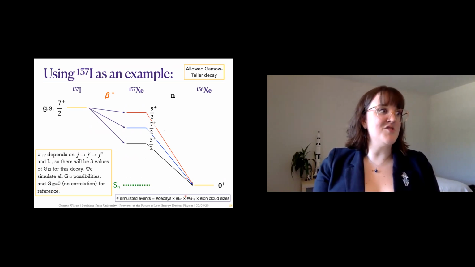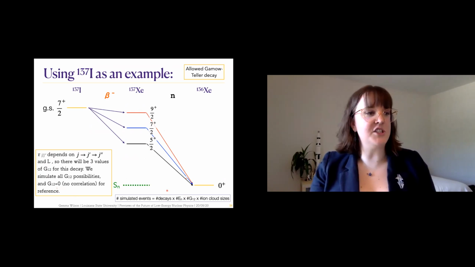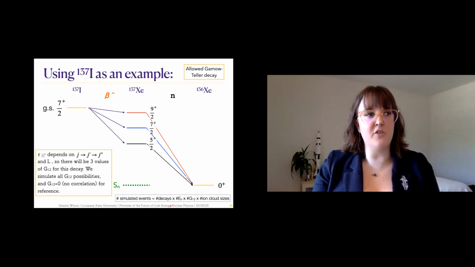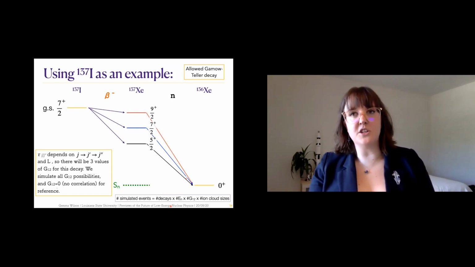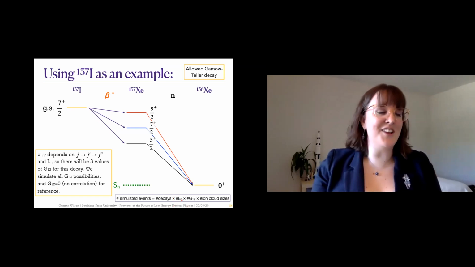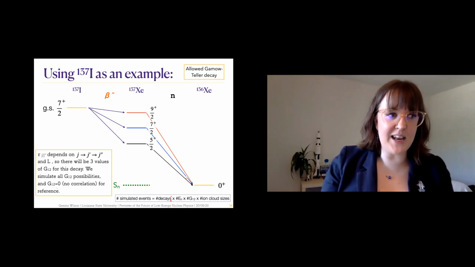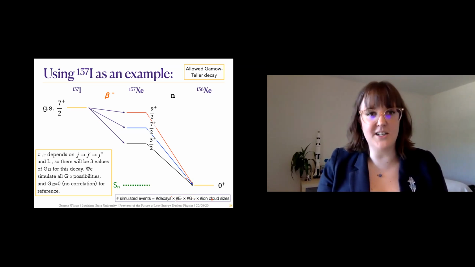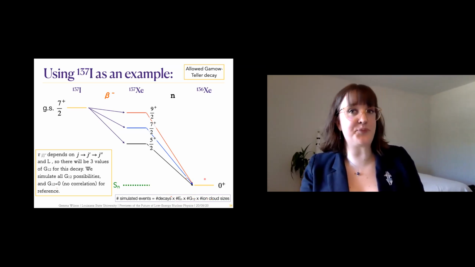So to reference what simulations we actually have to do, in terms of the number of events, it's the number of decays you want to study from the precursor, which then the neutrons you get is relative to the probability. And then the number of neutron states we actually want to populate, and then the number of G12 values that we're actually going to simulate, and maybe one or more ion cloud sizes. So it's a lot of simulations that we do.